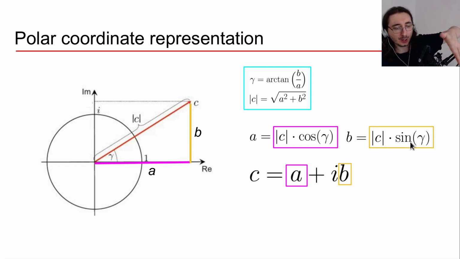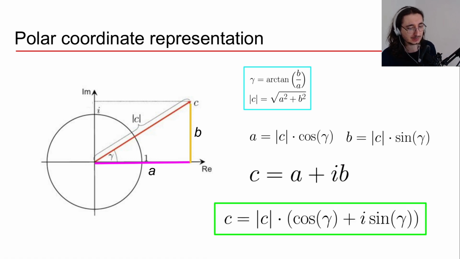And so here basically we are getting rid of the Cartesian coordinates A and B, and we are using instead the absolute value C and gamma, which is our angle. So if we do that substitution, we end up with this nice formula down here, which is a complex number C in polar coordinates can be expressed as the absolute value of that number multiplied by cosine of gamma plus i times sine gamma. Nice.